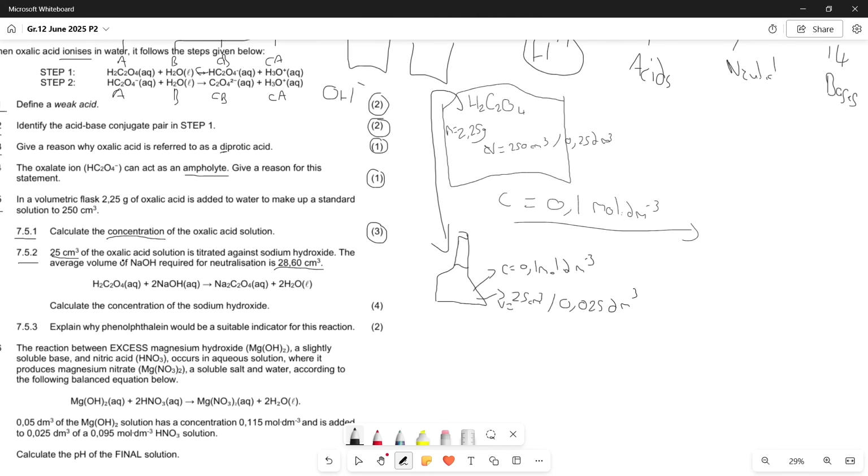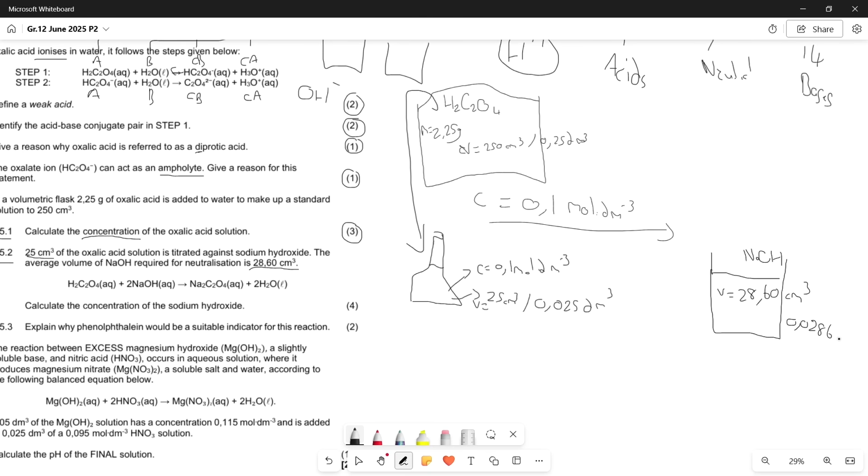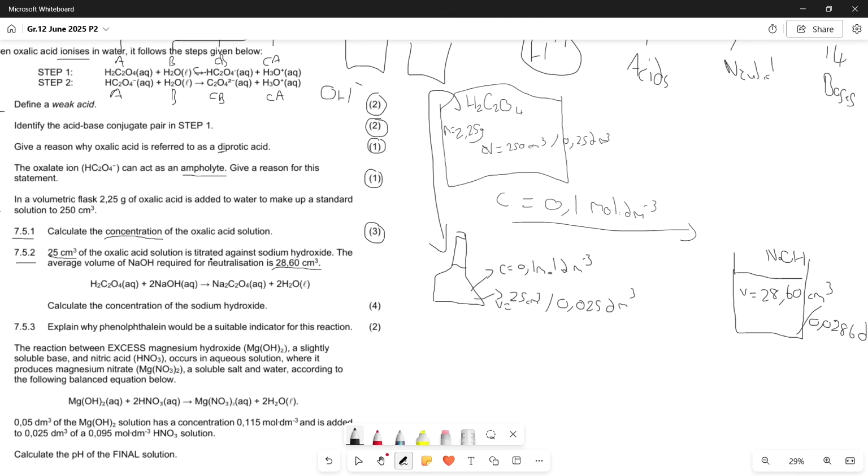But then, as they mentioned, the oxalic acid solution is titrated against sodium hydroxide. So sodium hydroxide here is from a different beaker. The average volume of NaOH required for neutralization is 28,60 centimeters cubed. So we have the volume of our NaOH over there, 28,60 centimeters cubed, or in decimeters cubed, it is 0,0286. And that is our decimeters cubed. And the fact that they titrated it means this is the point in time where they reach equilibrium. That is just the term.